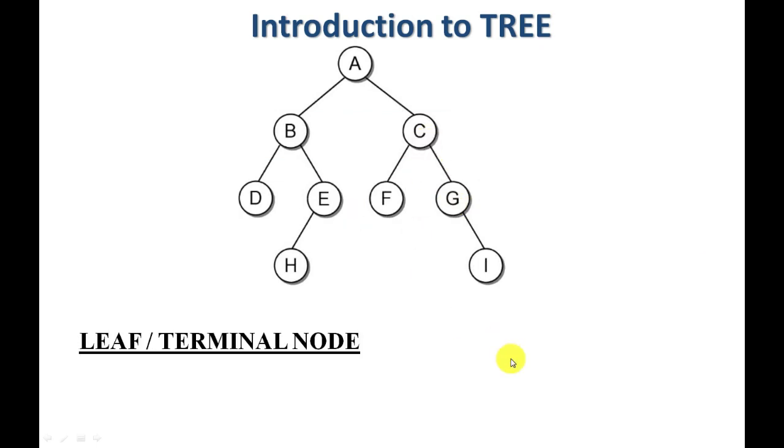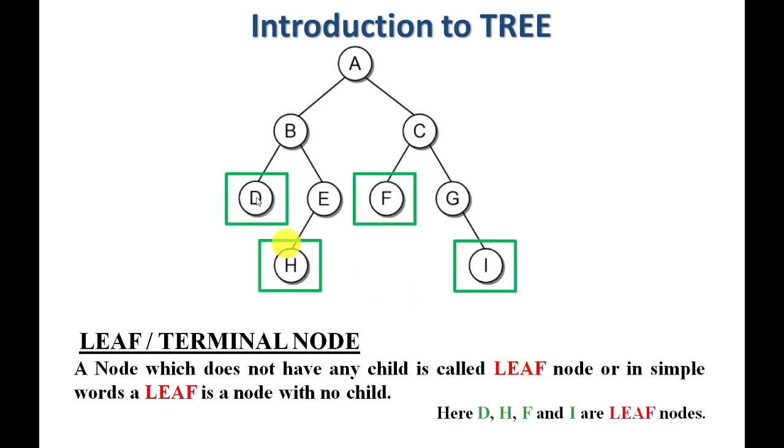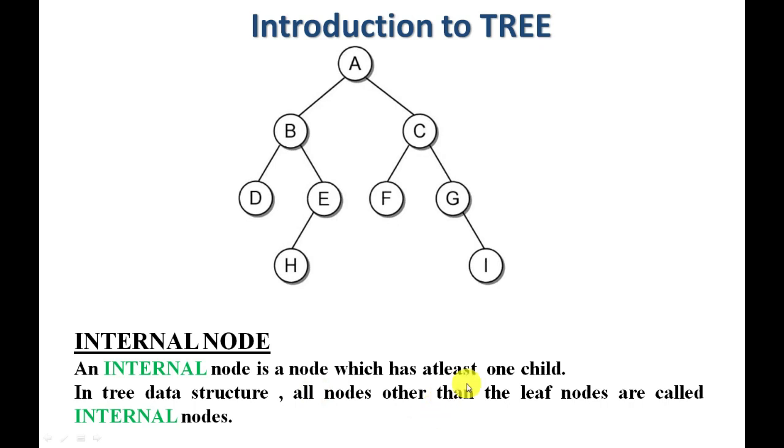Next, leaf or terminal node. A node which does not have any child is called a leaf node, or in simple words, a leaf is a node with no child. Here, D, F, H, I are the leaf nodes because they don't have any child. Next, internal node. An internal node is a node which has at least one child. Here, A, B, C, E and G are internal nodes because A has two children, B has two children, C has two children, E has one child and G has one child. So A, B, C, E and G are the internal nodes and D, H, F, I are the external nodes. That means all the leaf nodes of a tree are the external nodes.